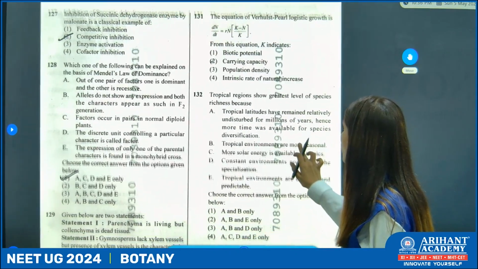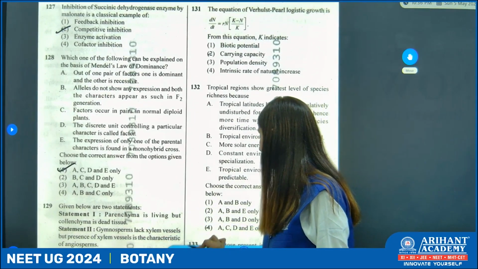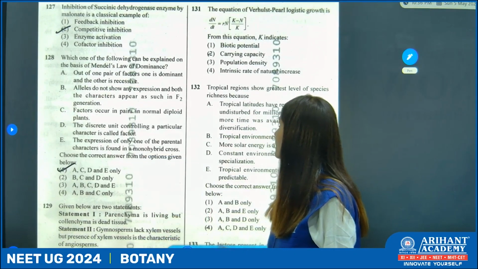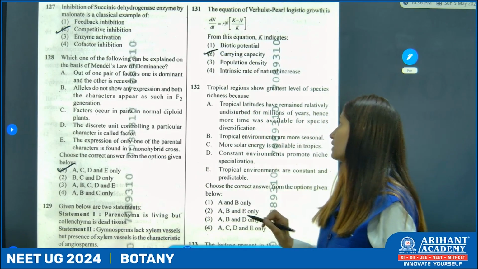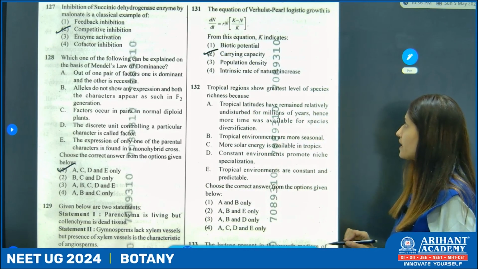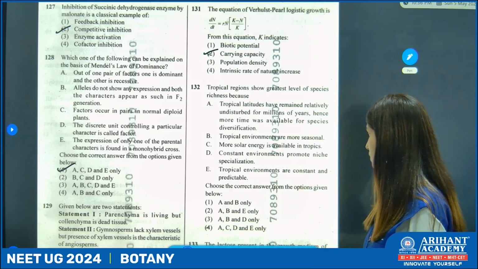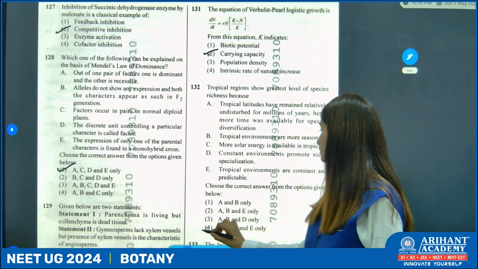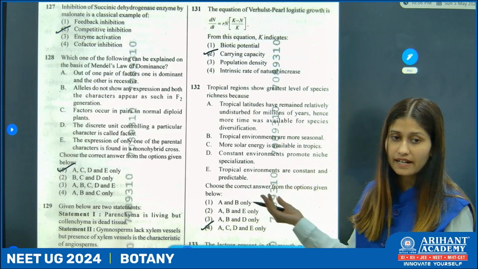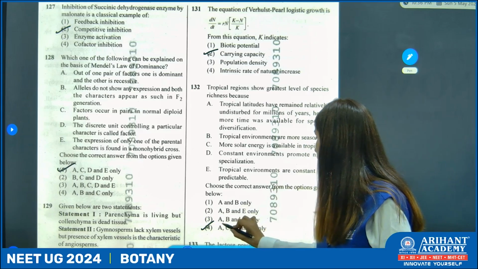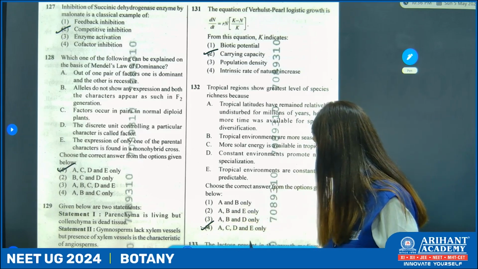Next question, 131. Very easy question. What is K here? K is the carrying capacity. Simple. Tropical regions show greatest level of species richness because, what is the reason for this? You will see the statements directly from the NCERT. So, the answer would be the option number 4.